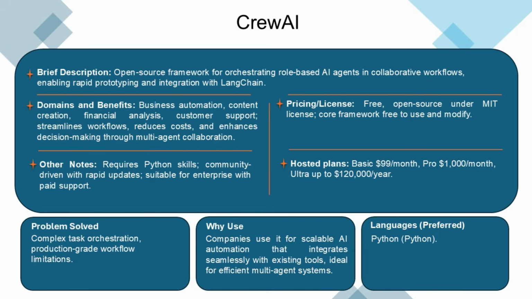Free open source under MIT license, core framework free to use and modify, and the hosted plan is the basic $99 per month, pro $1,000 per month, ultra is up to 1,20,000 per year. Generally why to use: companies use it for scalable AI automation that integrates seamlessly with existing tools, ideal for efficient multi-agent systems.